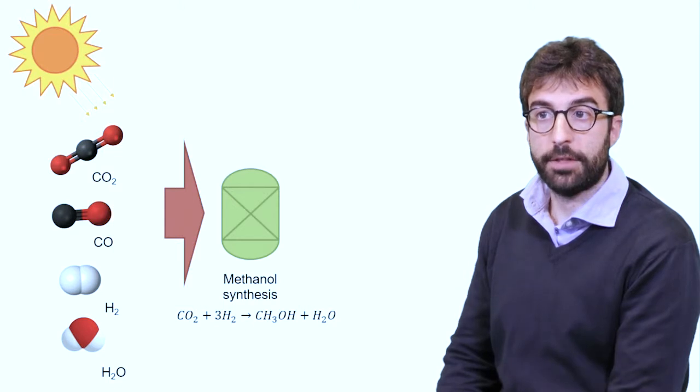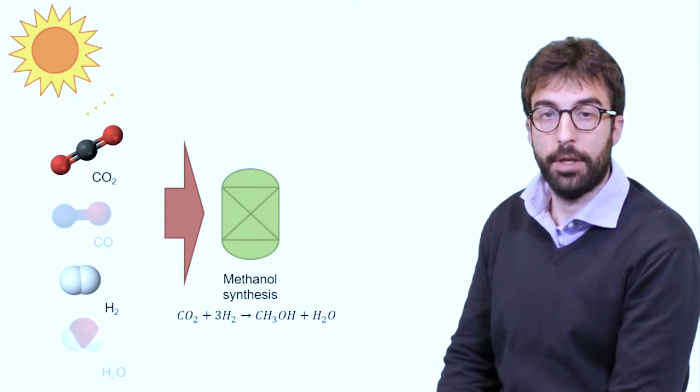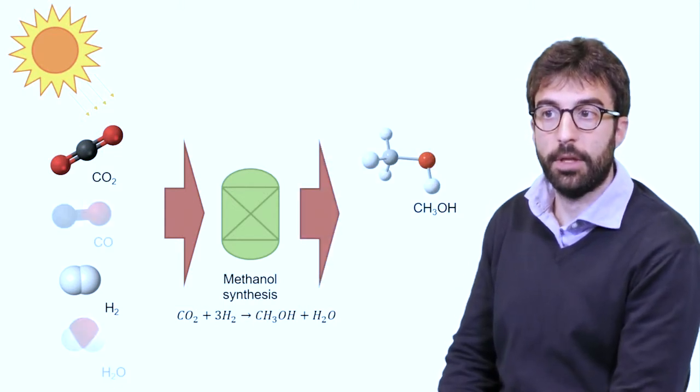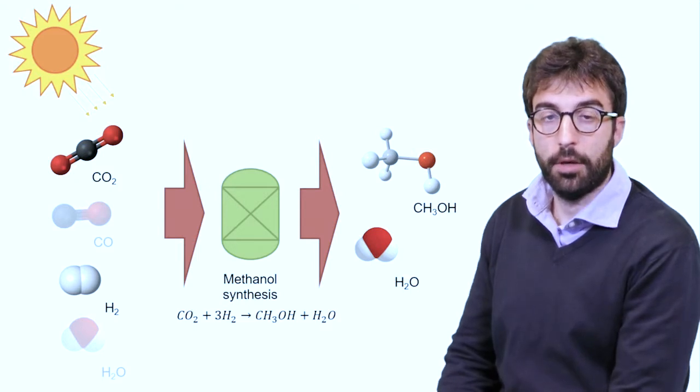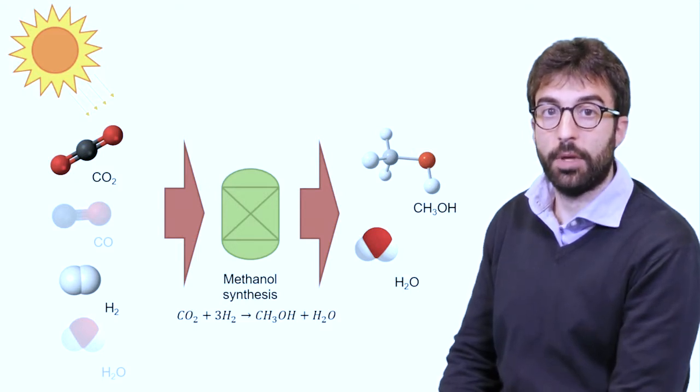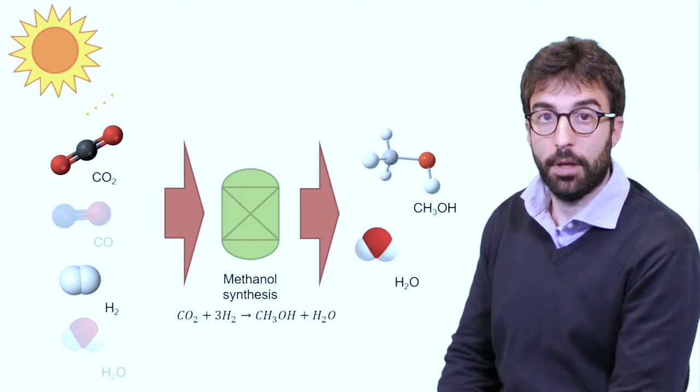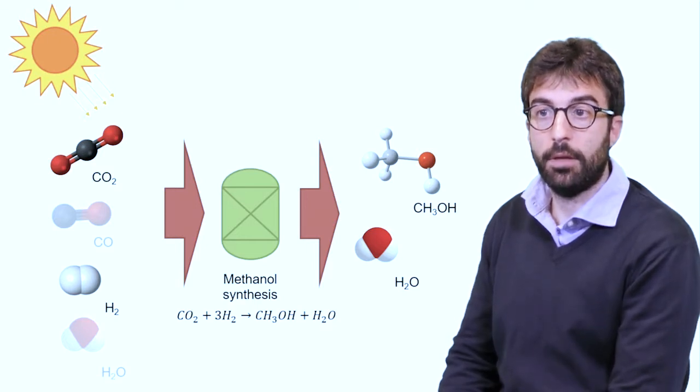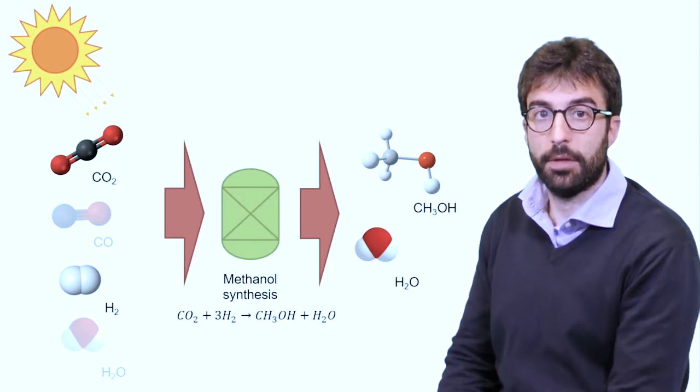A more complex process allows us to produce methanol. In this case, we usually feed the reactor with carbon dioxide and hydrogen. It's pretty interesting because in this case we have a high density liquid product, methanol, and we have water or steam as a byproduct.